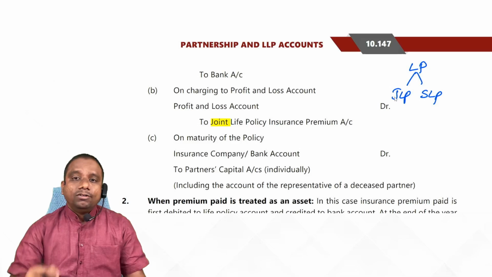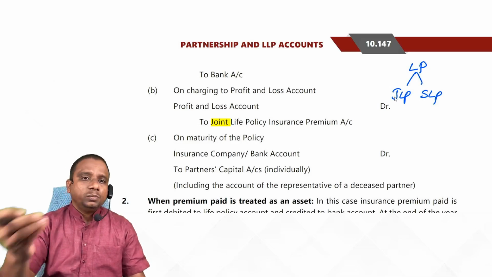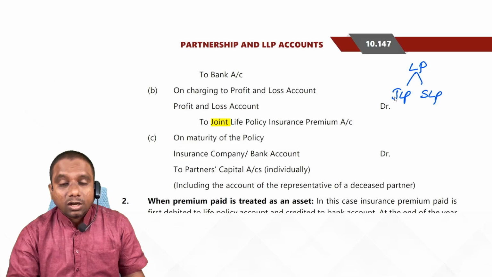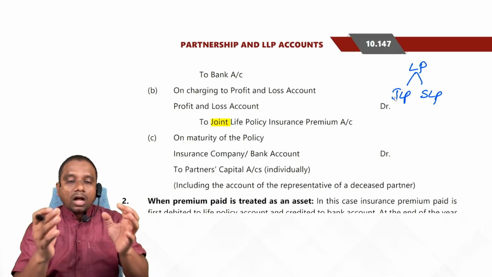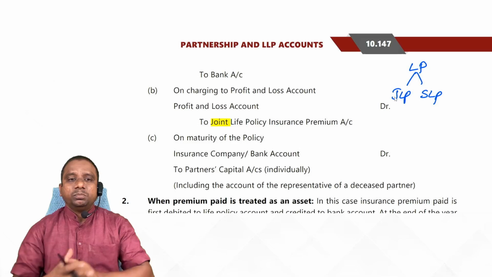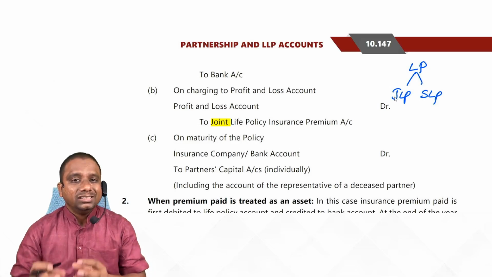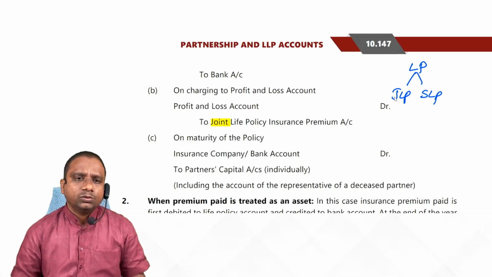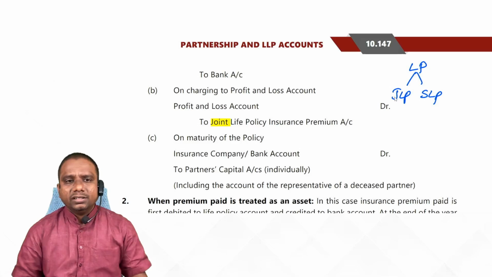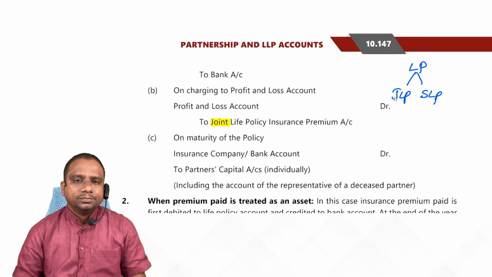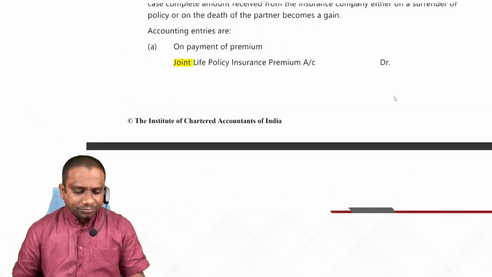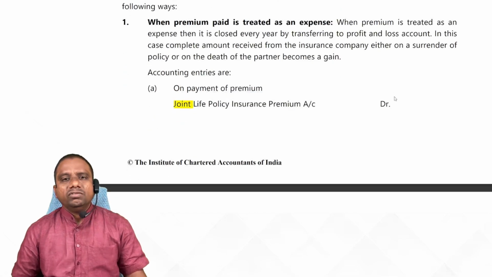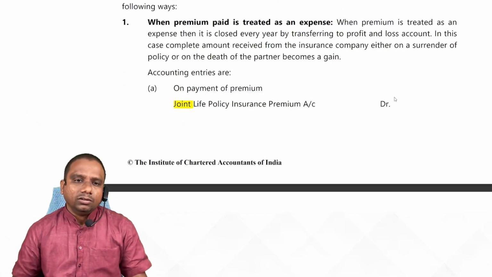Now, when the firm pays any amount, then that should be shown in the books of accounts. Now, the question comes, how do we treat this insurance premium in the books of accounts? For that, we have three methods. First method is what? Insurance premium paid is treated as expense. By treating it as expense, we transfer it to the P&L account at the end of the year.